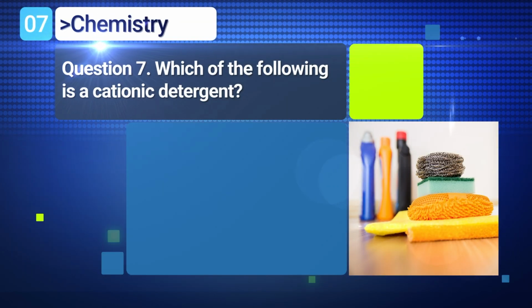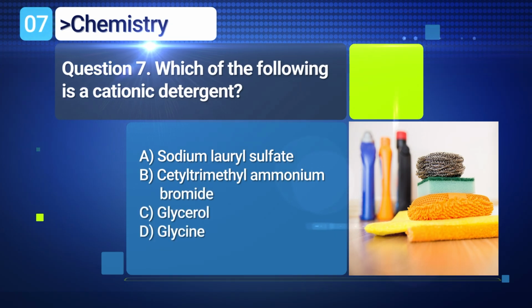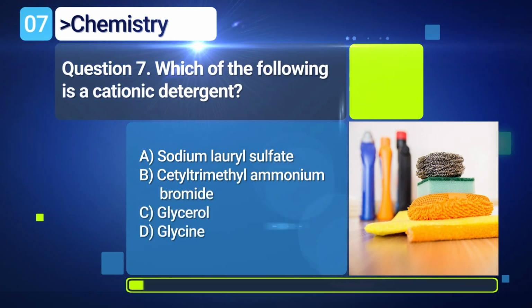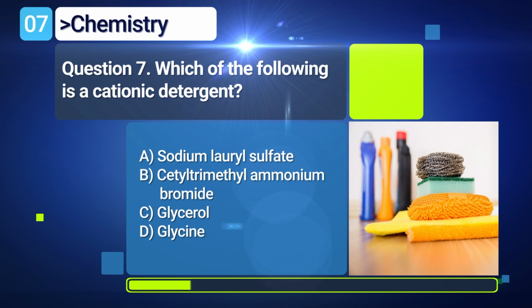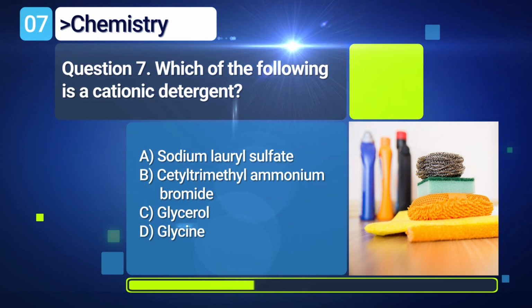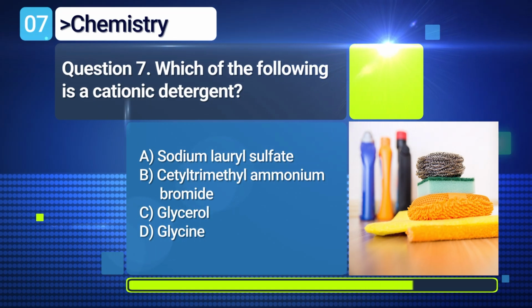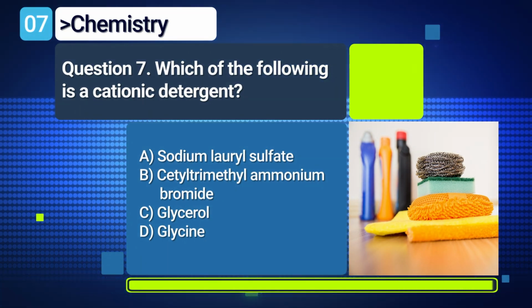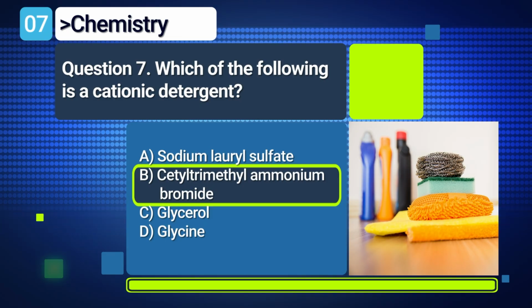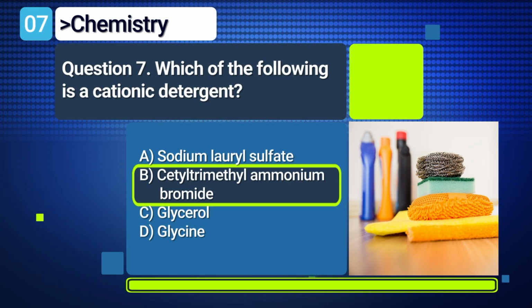Which of the following is a cationic detergent? A. Sodium lauryl sulfate. B. Cetyl trimethylammonium bromide. C. Glycerol. D. Glycine. Answer: B. Cetyl trimethylammonium bromide.